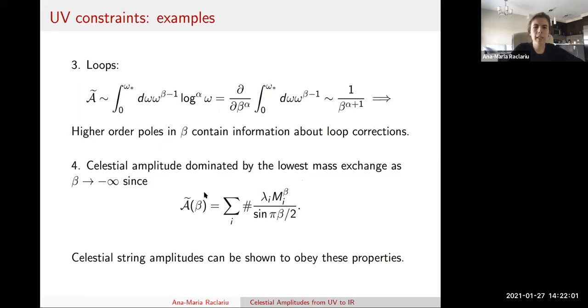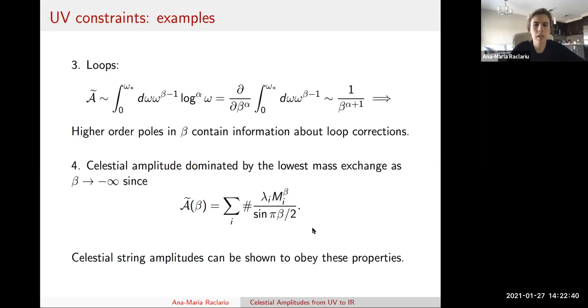And finally, one other fact is that if one has a theory in which one has several massive particles, like in the first example I considered, with several scalars of mass m being exchanged, then the celestial amplitude is going to take the same form as we found before for one massive exchange, but with a sum over all possible exchanges. And what we see is that as we take the limit as beta goes to minus infinity, the sum is dominated by the lowest mass exchange. So this is another feature of celestial amplitudes.